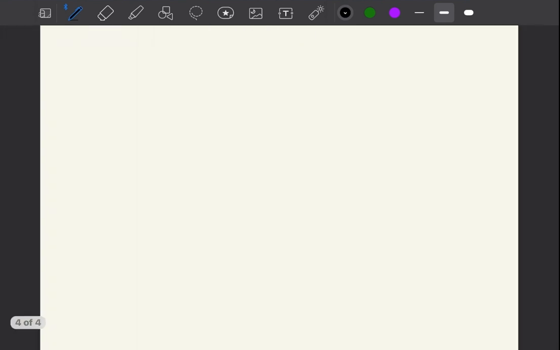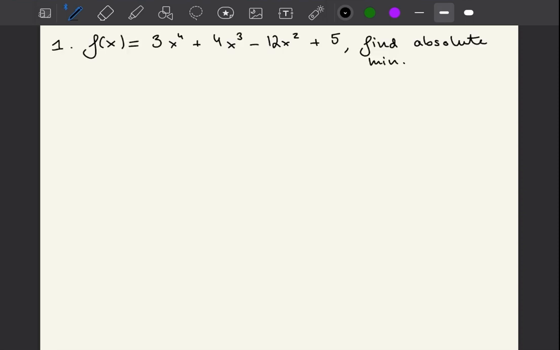So now let's look at two examples of finding minimum or maximum values for the whole domain of the function, so the absolute minimum or maximum value. And I encourage you to do these on your own and then come back and check your answer. But if you're feeling lost, watch the first one.